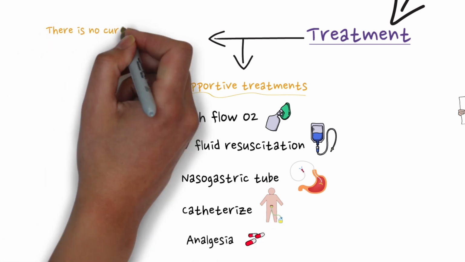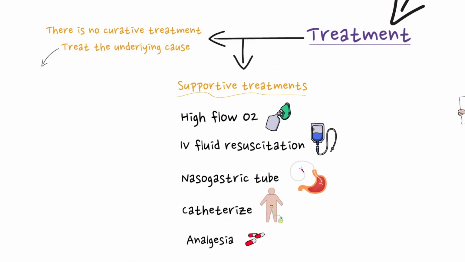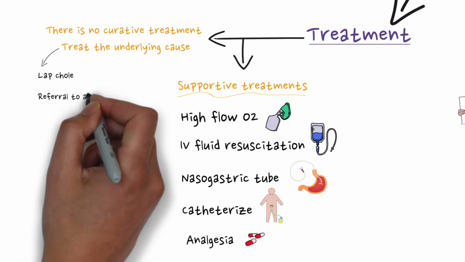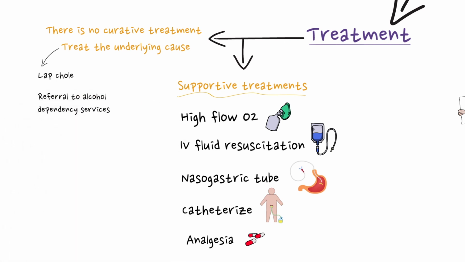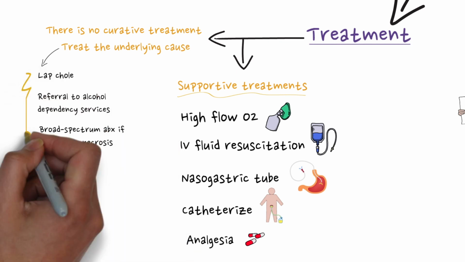Definitive treatment involves addressing the underlying cause of the pancreatitis, such as a laparoscopic cholecystectomy for gallstone disease, referral to alcohol services for any alcohol dependency, or antibiotics if there is any associated necrosis or infection.